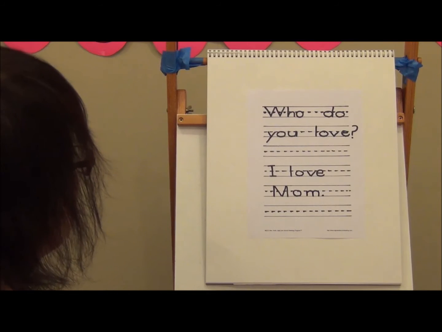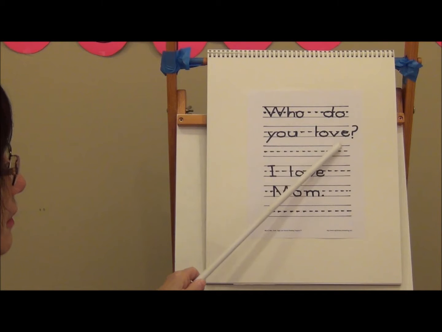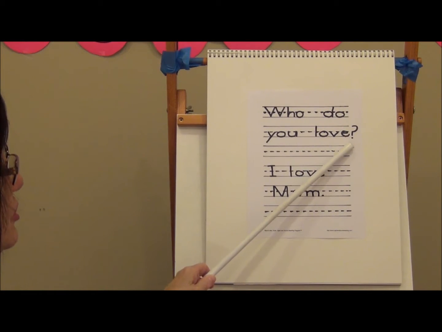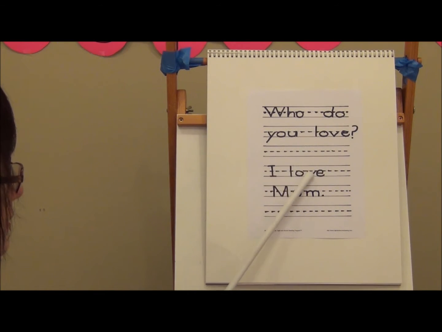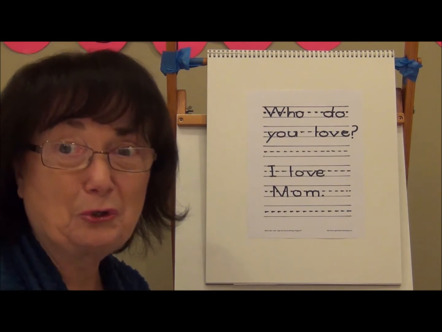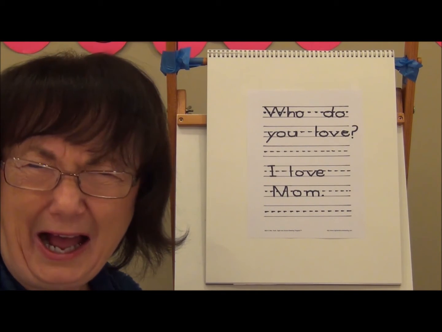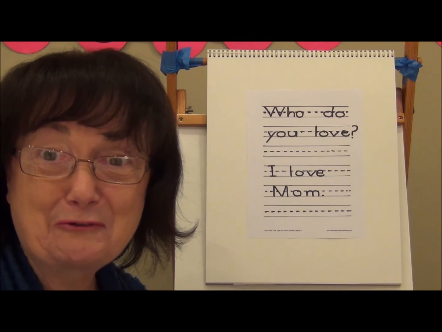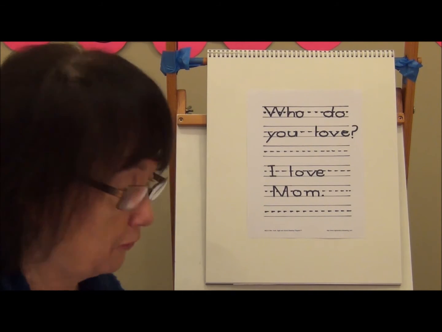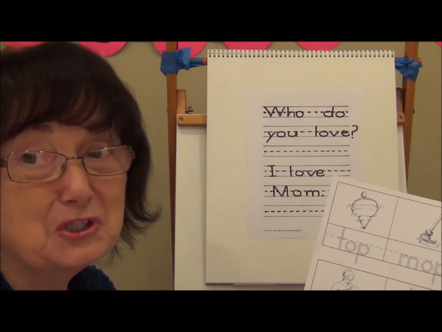All right, let's read this together. Who do you love? Question mark because it's a question. I love mom. An uppercase I because we start the sentence, and an uppercase M because it's your mom, and that's like her name because you call her mom. Wow! Am I proud of you? That was wonderful. Now you can also color your picture of mom, because that answers the question too.